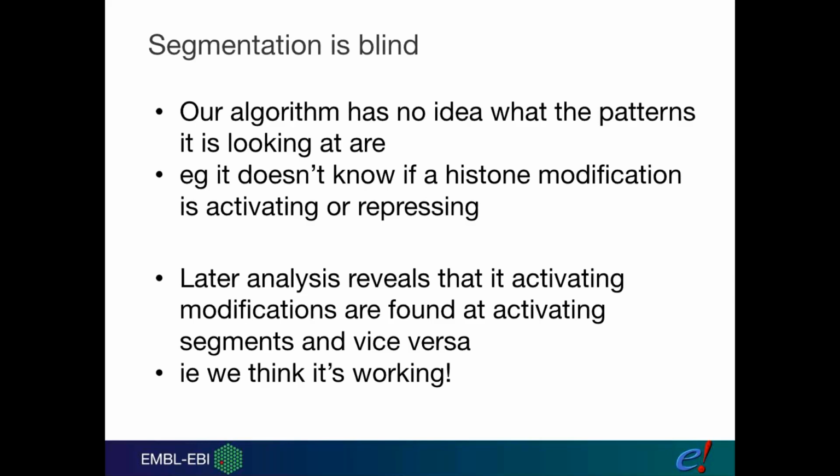And so you can then go back and say, well, we've got activating modifications at activating segments and vice versa. So this kind of proves that our machine learning is working. And it's something that we're improving on continually. As we add more cell types and more data into the algorithm, our pattern recognition gets better and better.